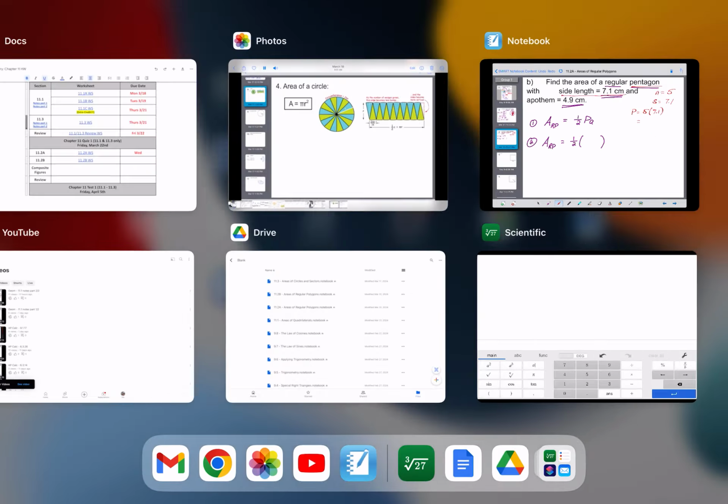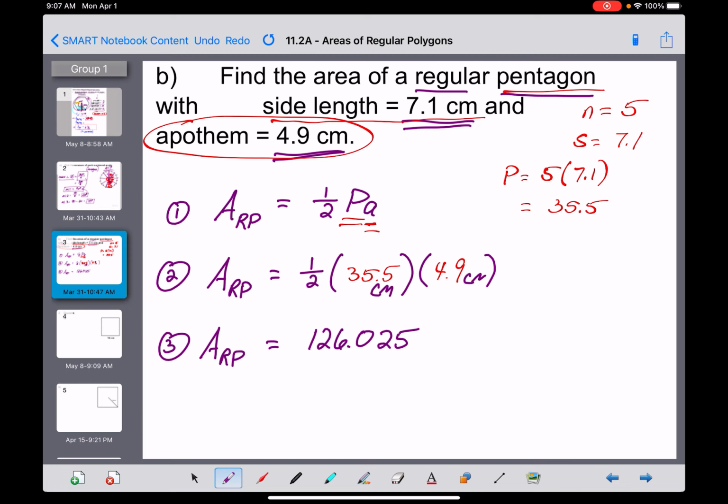That's going to give us our answer here, guys, of 126.025 for this one. Directions didn't say where to round that, so I'll go ahead and just leave everything there. Now remember, this was centimeters for perimeter, this was centimeters for apothem, and centimeters times centimeters is going to get us square centimeters.